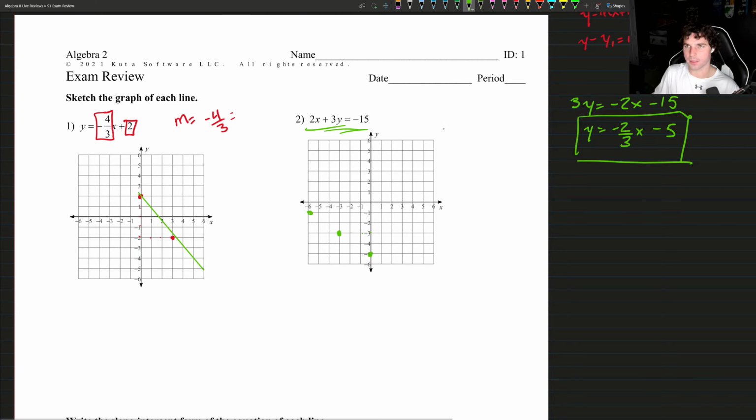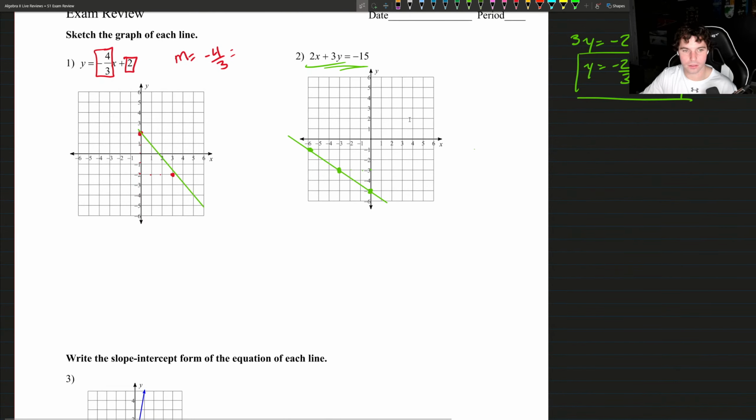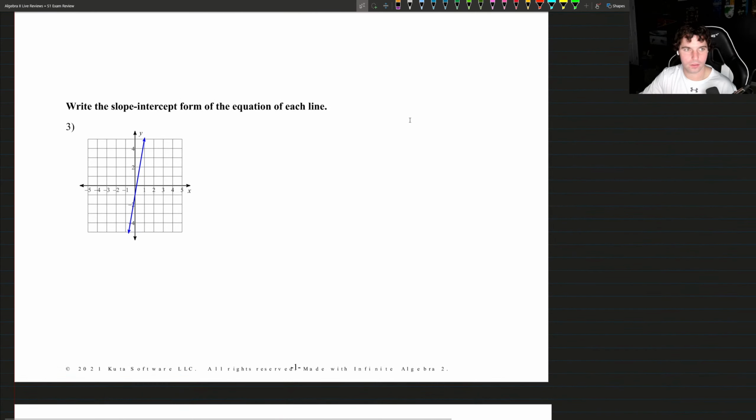So we get a line defined by those points. And that's our line, okay? That's all I'm expecting. I just want you to be able to graph a line, which I think is pretty simple to do, okay? Number 3, we're at the slope-intercept form of the equation of each line.